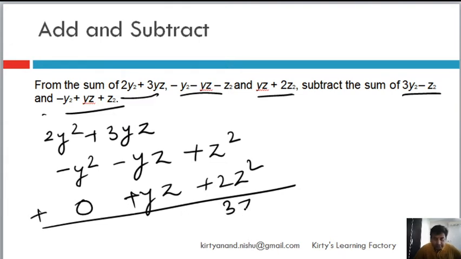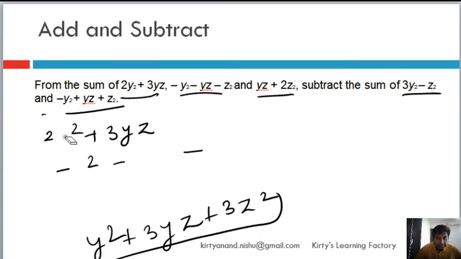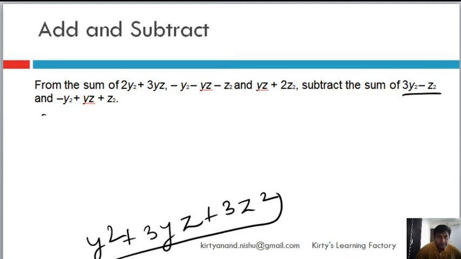So this becomes 3z square. This yz cancels out. It becomes 3yz. And this is 2y square minus y square. So that becomes y square. So that's the expression which I get. Okay. So my final, I have added it. And the expression which I have got is y square plus 3yz plus 3z square. That's what I've got.